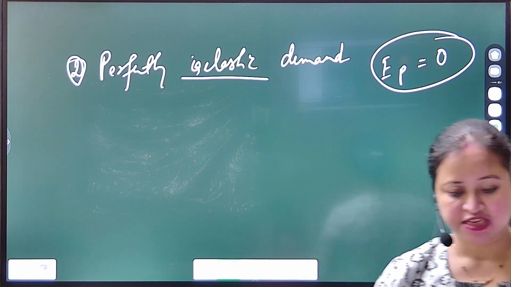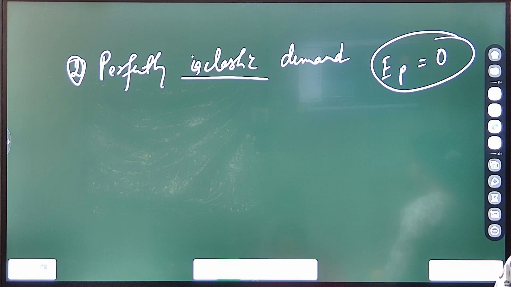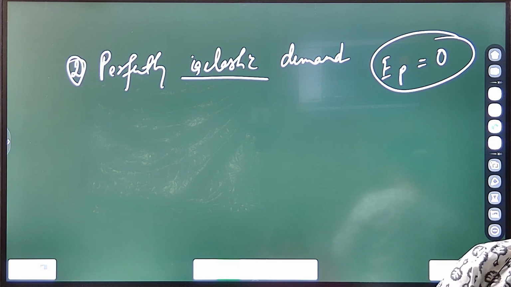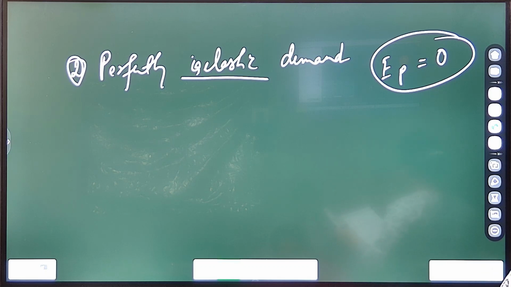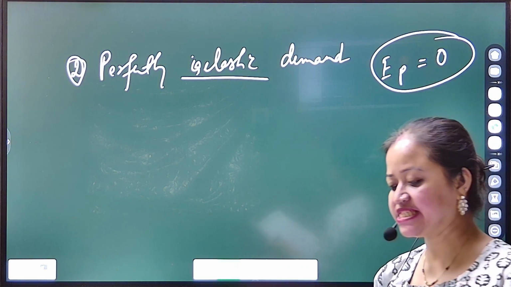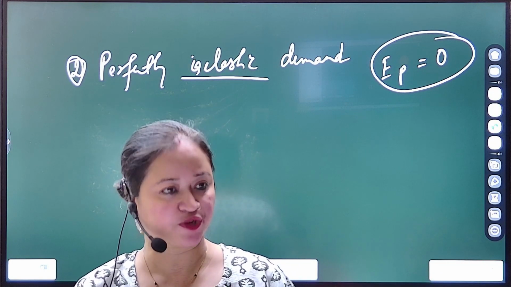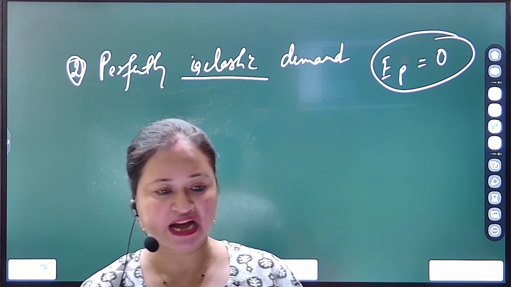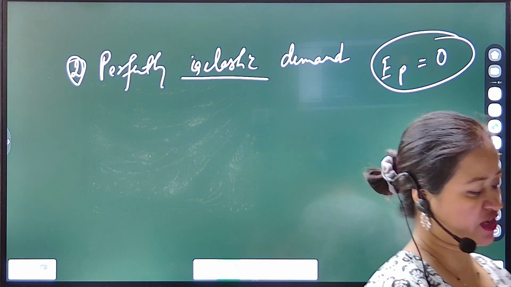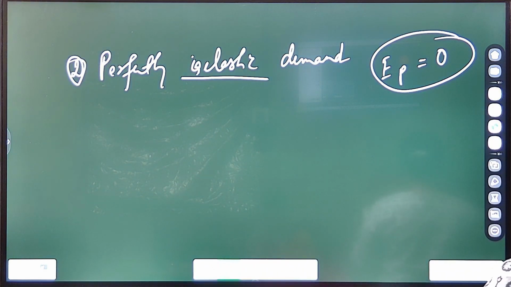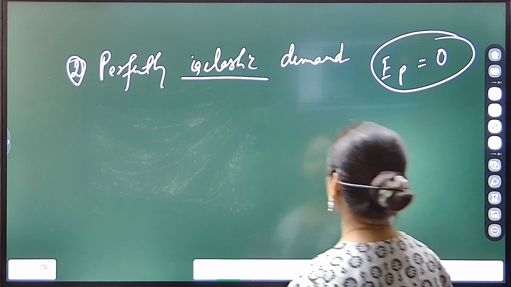There is no change in demand due to changes in the price or other factors. So here you can see, with the change in price, if there is no change in the demand, it is said to be perfectly inelastic demand. It means that the price may increase or decrease, but demand will remain constant. So here EP is equal to 0. Here the demand curve is parallel to the OY axis.